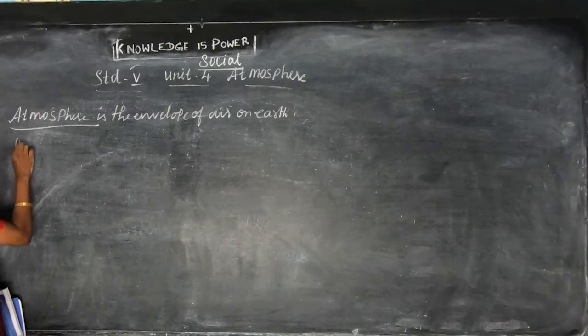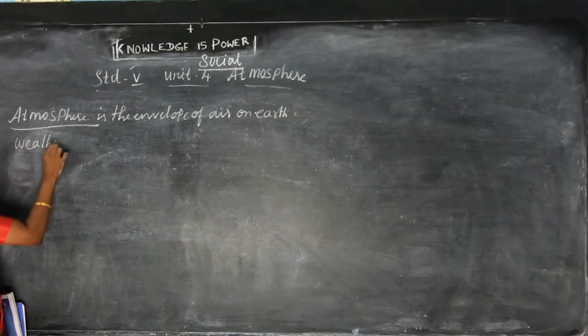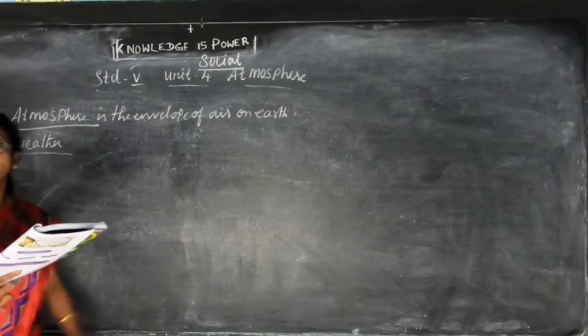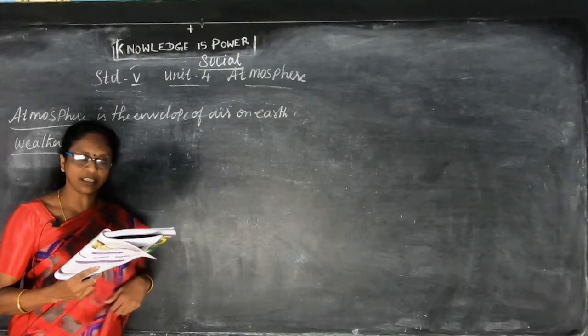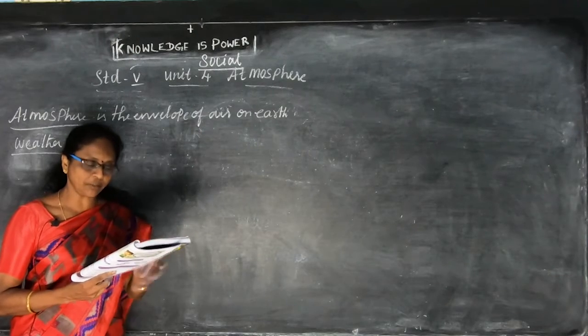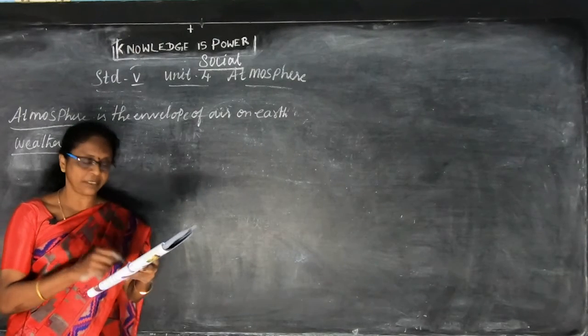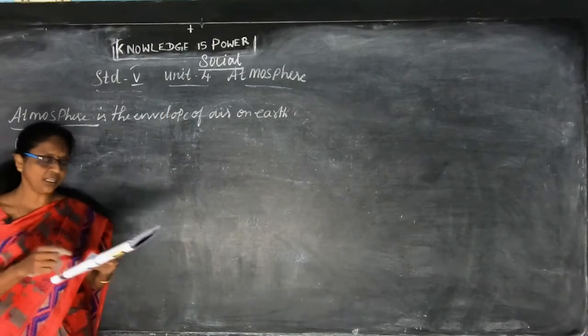Now what do you mean by the weather? Next one is weather. Weather is the day-to-day conditions of the atmosphere at any place in regard to the temperature, pressure, wind, humidity and rainfall.